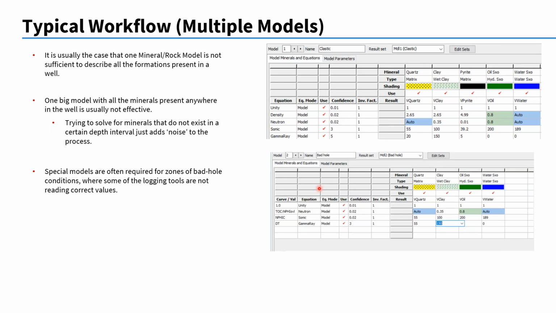And then this is another model, representing a bad hole interval, where it has the sand, the clay, and the fluids. Again, it has the unity equation, and then neutron, sonic, and gamma ray, and it doesn't have a density because the density log doesn't read well in this bad hole zone. So you might want to build more than one mineral model, and then use a combined routine that we have inside the model to combine those, so you have your clastic interval, then your carbonate interval, and the final model will have that combined model.